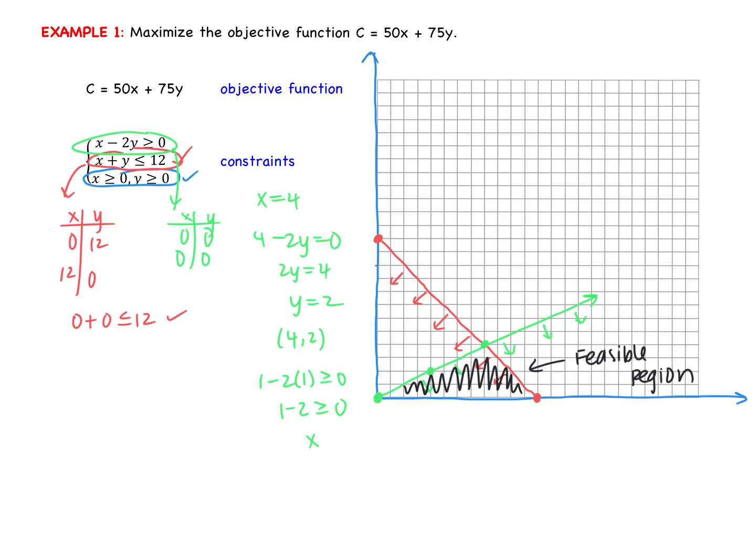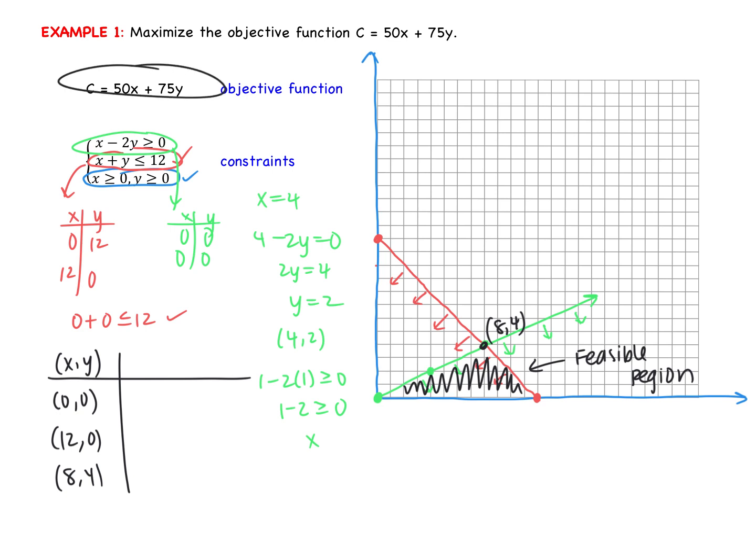You're going to make yourself a table. On one side of the table, you are going to list all the vertices of the feasible region. There are only 3 of them. So one of them is 0, 0. One of them is 12, 0. And then this point right here looks like it's 1, 2, 3, 4, 5, 6, 7, 8. 8, 4 is what that one looks like. And you are going to plug all of those into the objective function.